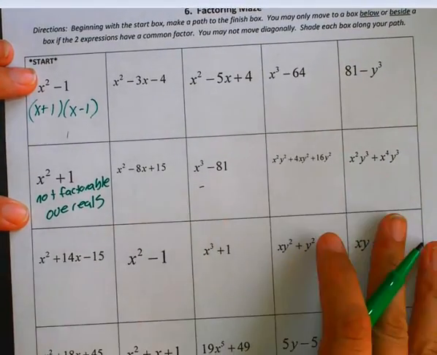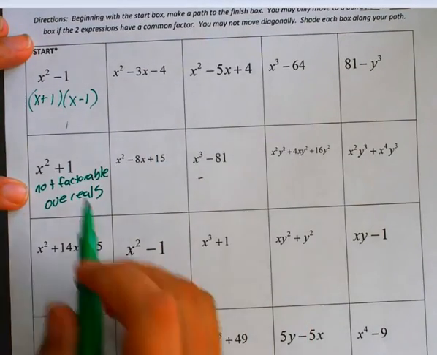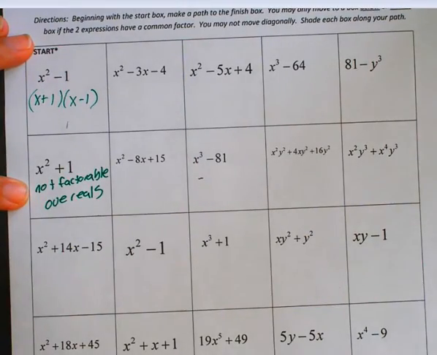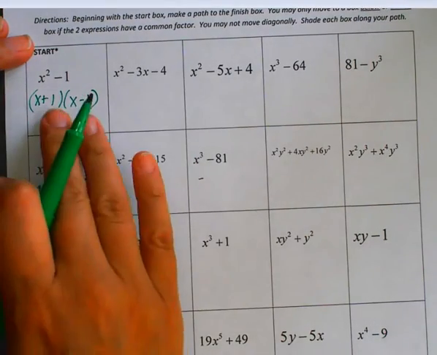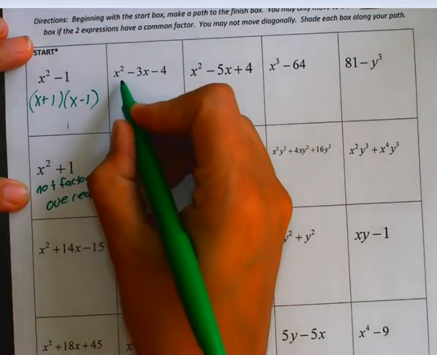Now, to get full credit on this maze, you do need to be able to show all the work as you're moving down to the finish. If you just shade in random boxes, you're going to get no credit whatsoever. You need to make sure you're writing the factors in each box. Okay, so let's take a look at this one.